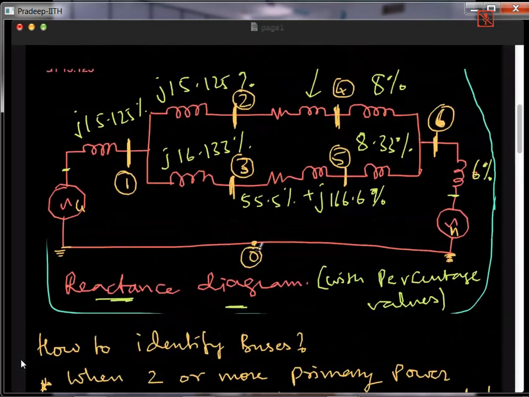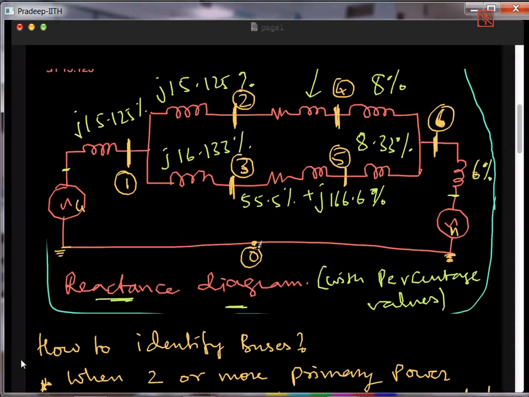So we don't count that. So basically, what is the size of this system? We call it a 6-bus system with one ground. So that is about this.